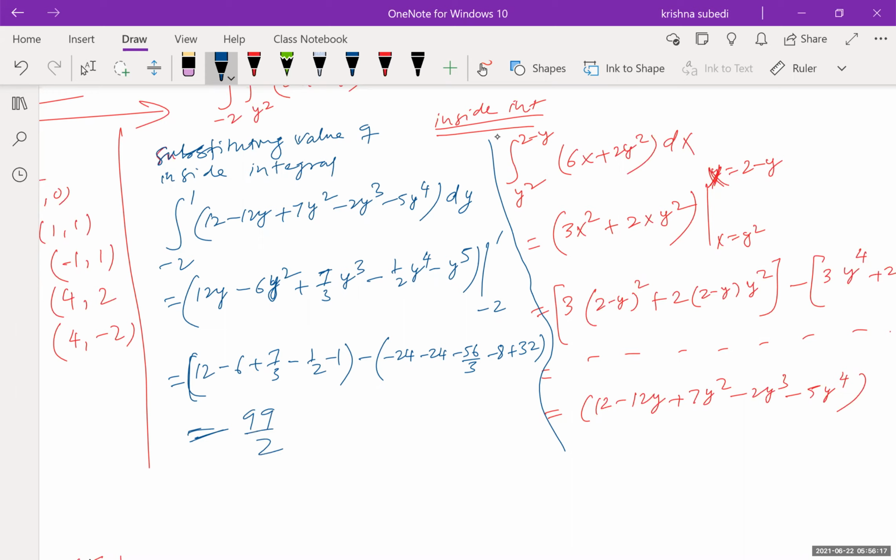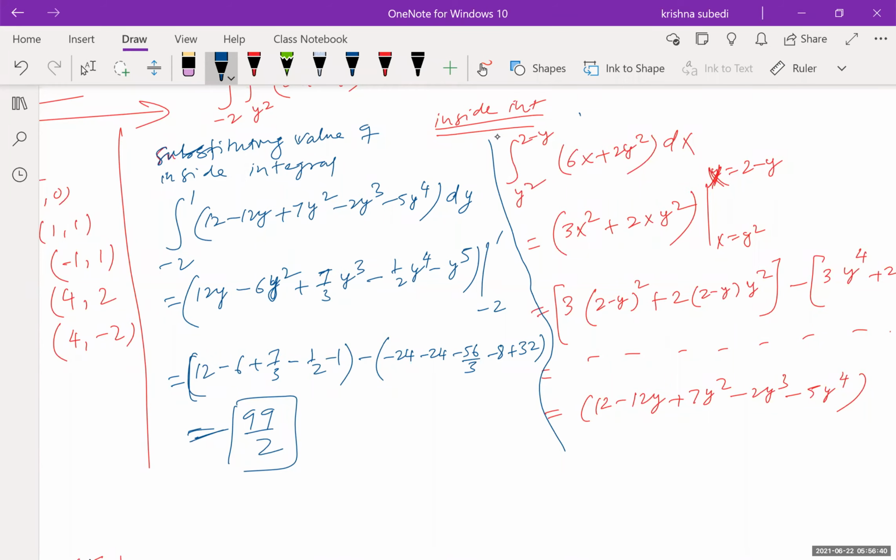Guys, this is what I got: 99 over 2. It's all calculation, a lot of algebraic calculation and numerical calculation. Try it yourself and let me know whether you got the same answer. Okay. So this section is done.